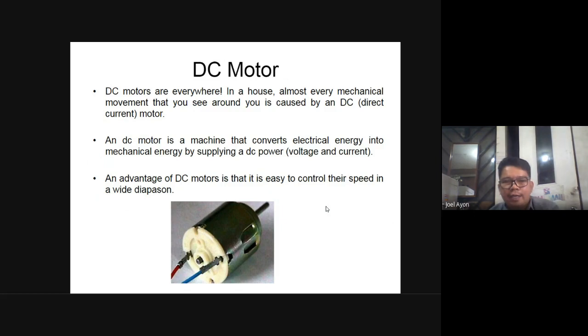Alright, so accordingly, an advantage of DC motors is that it is easy to control their speed in a wide diapason. Anyway, it's easy, class, to control the speed of a DC motor. You just use a resistor, usually, since it is a DC motor, you can control the speed using a resistor.